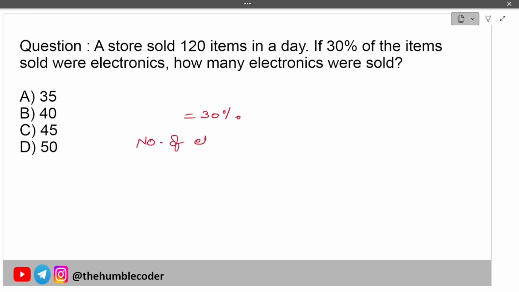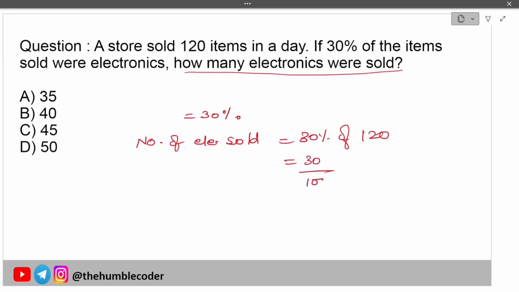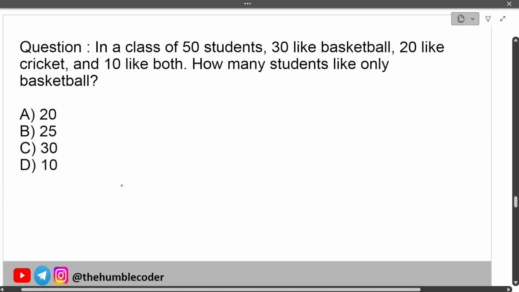Now, number of electronics sold will be 30% of total sold, right? So 30% of total sold only we are asked, right? How many electronics were sold? So 30 by 100 into 120. So this will cut off and the final answer that we will get is 36. Okay. So do we have 36 as the option? No, again, the option is not there, but the answer for this question is 36. Let's move on to the next question now.